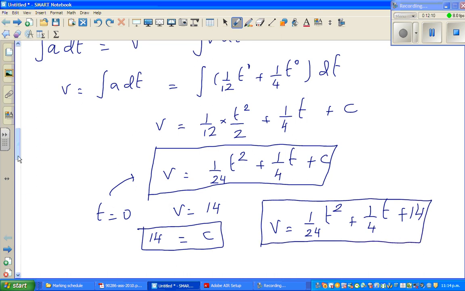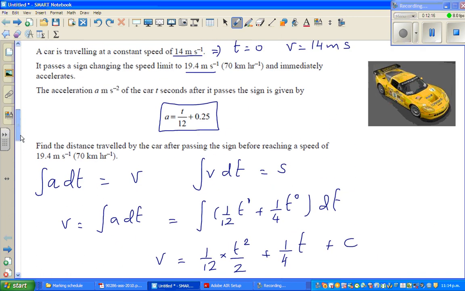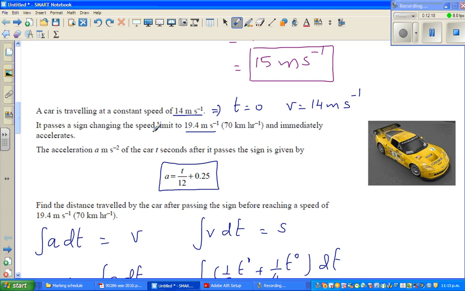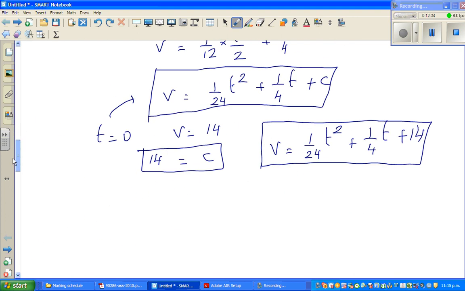Now we can find distance in two different ways. If you integrate, okay, so now the question is, it reaches the speed of 19.4 meters per second. So we need to find after how many seconds it reached this. Okay, so we know the function of velocity.